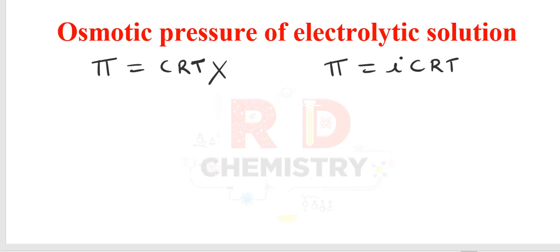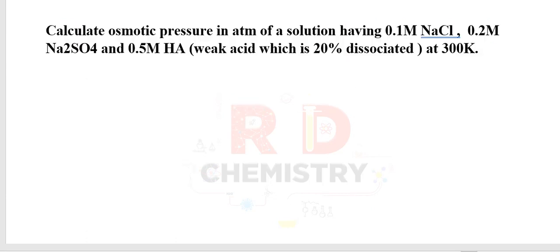Now, what is the formula for osmotic pressure? Osmotic pressure formula, you know that pi is equal to CRT. This is for non-electrolytic solution. Now for electrolytes, pi is equal to i into C into R into T. The i value should be multiplied to the CRT. This holds good for the electrolytic solution if they undergo association or dissociation. Okay, right? We'll solve one problem.